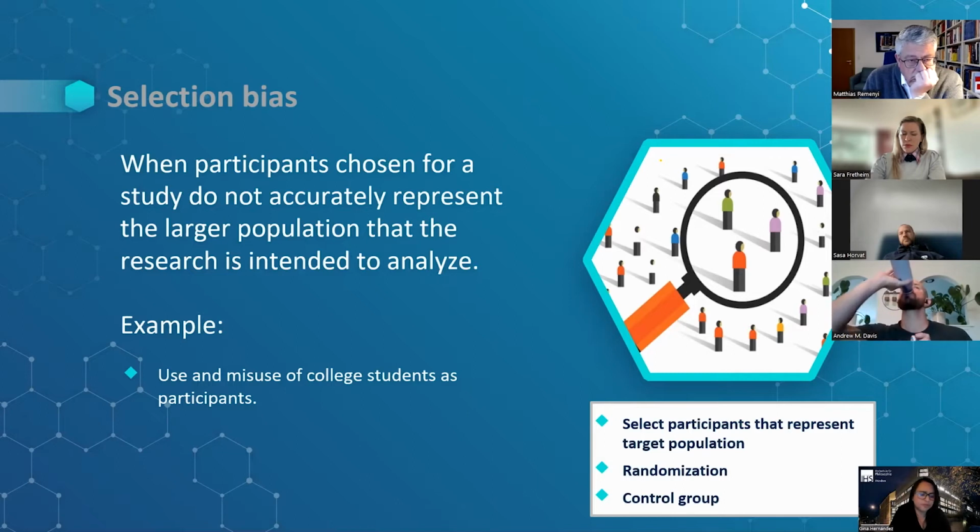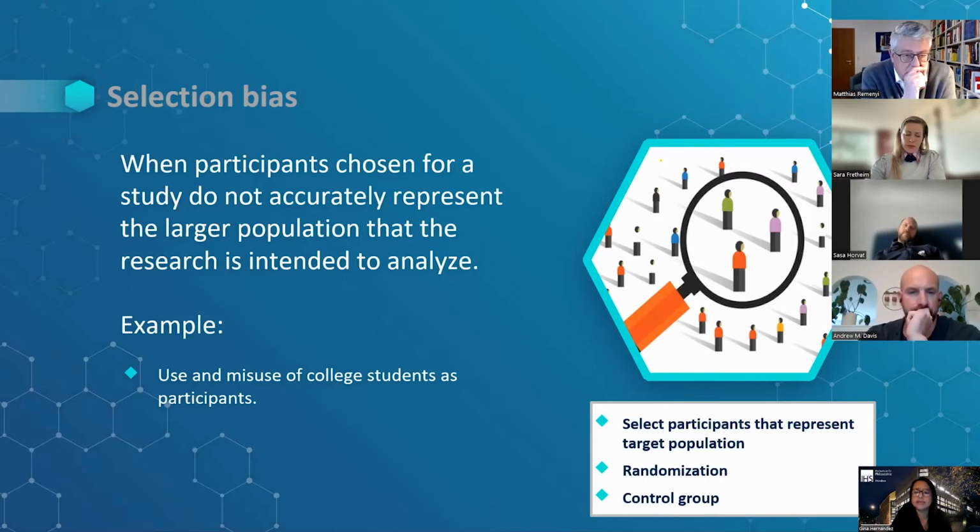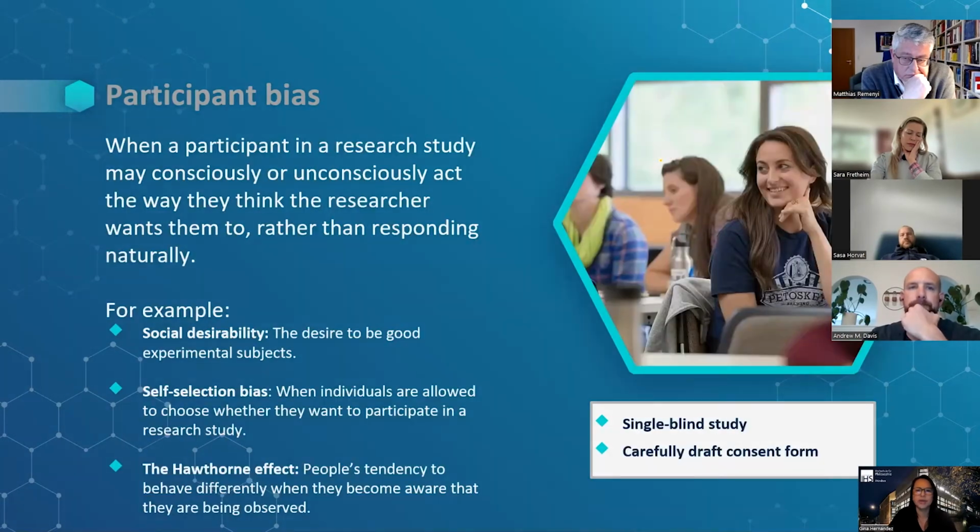So some of the possible solutions are to select participants that actually represent the target population that you want to address. You can use randomization, for example, or have a control group. So you can have a specific sample of people with certain characteristics and then choose a control group that has other characteristics that you know are different, and then you make comparisons. So these kinds of things can help you with selection bias, okay?